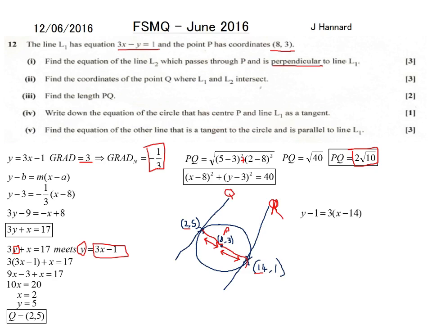But now I've got a point and I've got a gradient because I know it's parallel, therefore the gradient is 3. Tidying that up, you get that, which is that. So there you go, another 3 marks in the bag, just for drawing a diagram really.